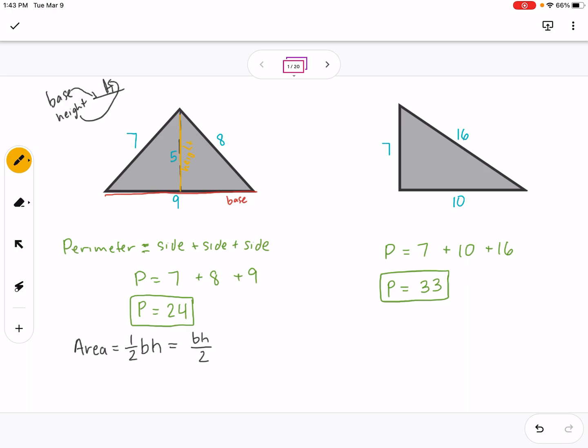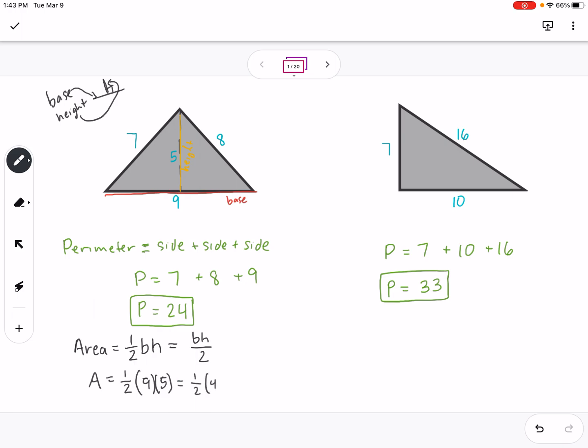Okay, now even if the triangle was turned, the base and the height would still have to be at a right angle. It gets a little bit tricky when the triangle is turned. But for here, my base is on the bottom and my height is straight up and down. So I have my area equals 1/2 times 9 times 5. And once again, the order doesn't really matter here with multiplication, but 9 times 5 is 45.